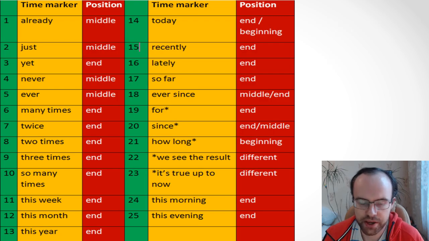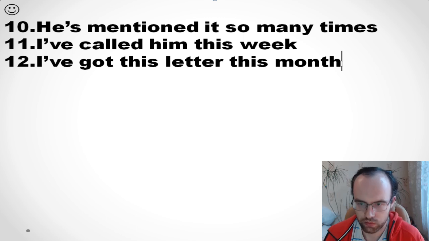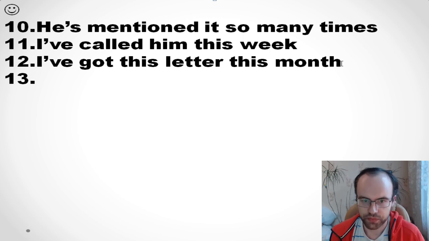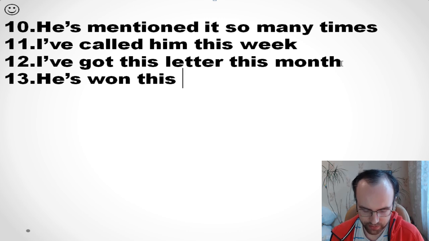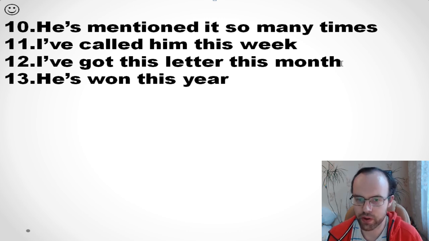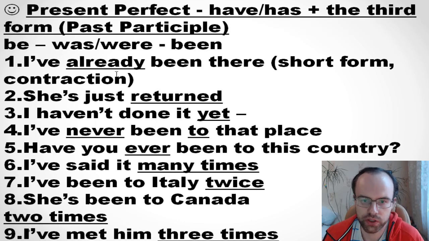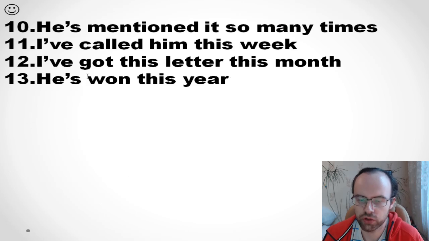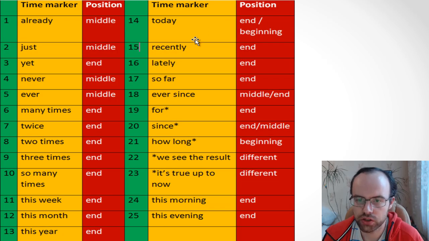Next, this year. He's won this year. It means he has won this year. So you know that we use he, she, it with has, and I, we, you, they with have, or their short forms. He's won this year. Good.